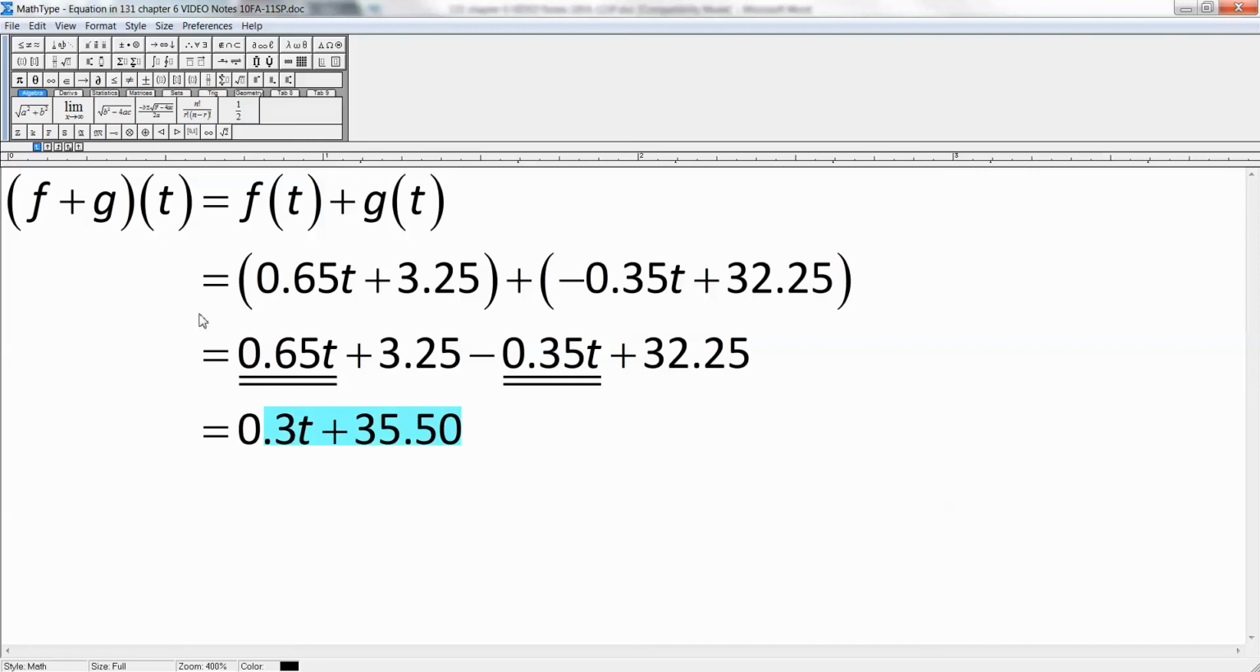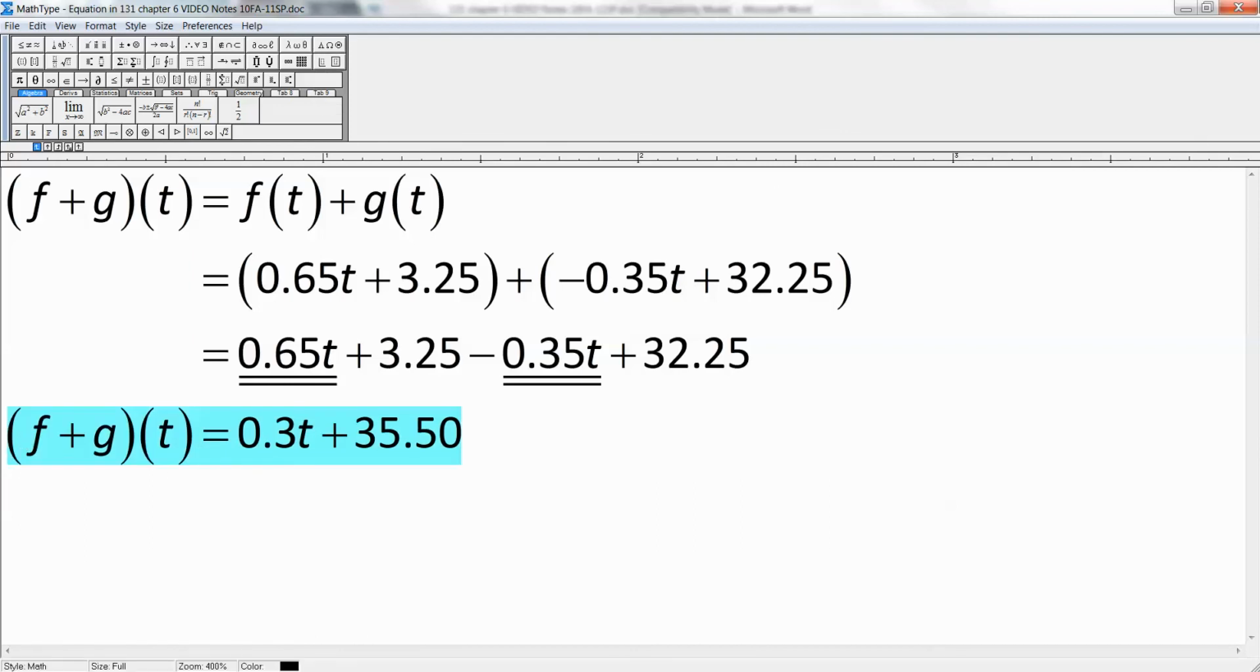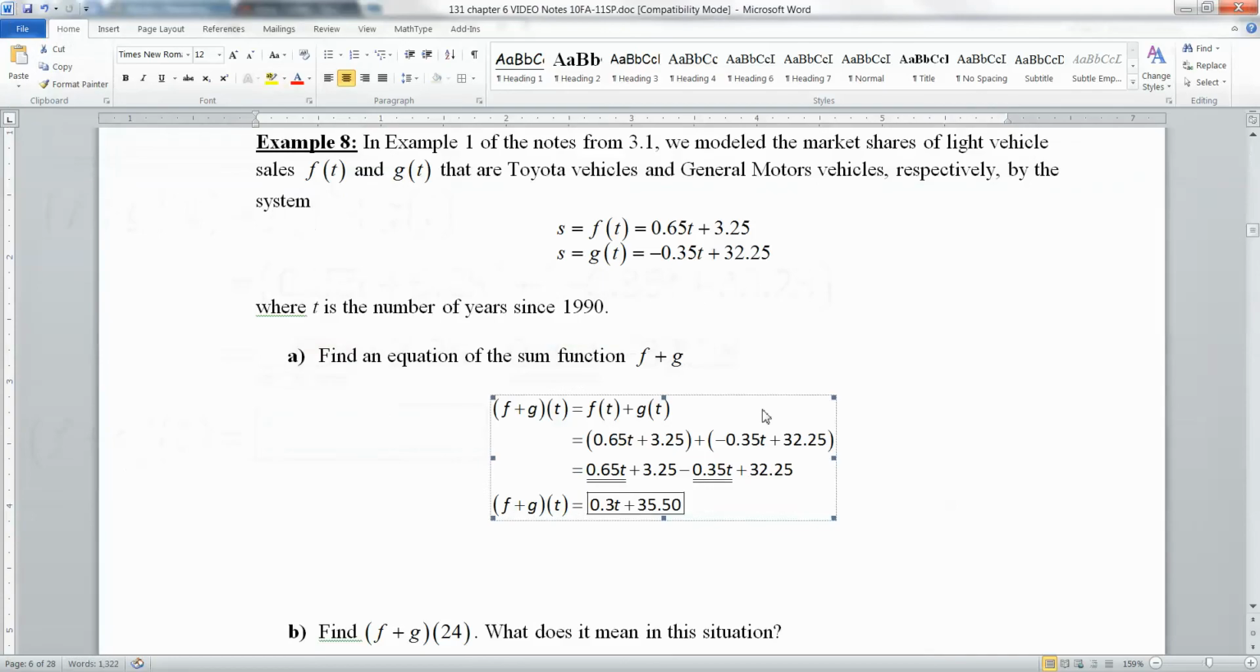All right, so there's your function. That's f plus g of t. That's what it is. Boom. Oops, hold on. I only want this part boxed. Apparently it's going to make my equal sign all wonky.